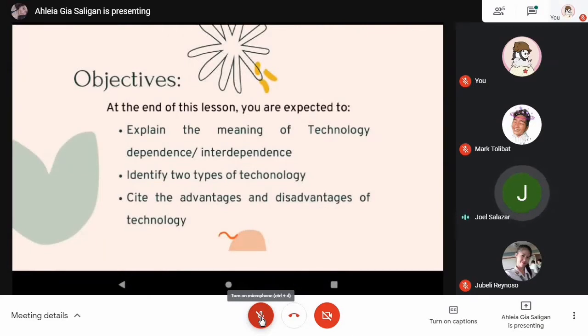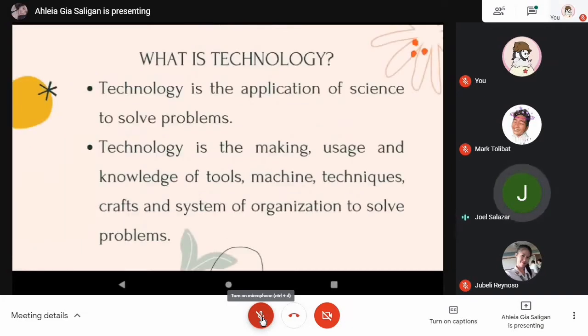So the objectives of this lesson, the students are expected to: number one, explain the meaning of technology dependence, independence, and interdependence with globalization. Number two, identify two types of technology. And number three, cite the advantages and disadvantages of technology. So now, what is technology? Mr. Mark Solibat.